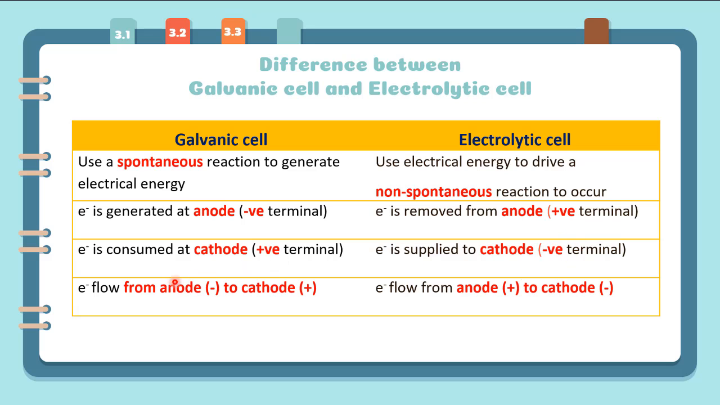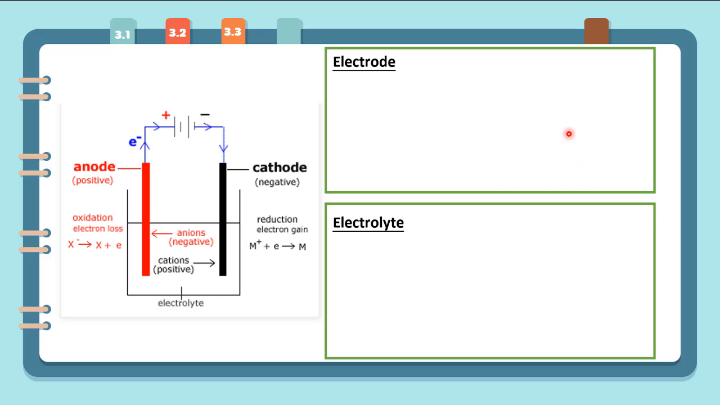Similar to the galvanic cell, electrons still flow from anode to cathode. They just change the terminals only. For galvanic, negative to positive. For electrolytic, from positive to negative. If you want to refer back to the simple diagram over here, the anode is the positive terminal, and it is closer to the positive side of the battery. And the cathode, the negative terminal, is closer to the negative side of the battery.